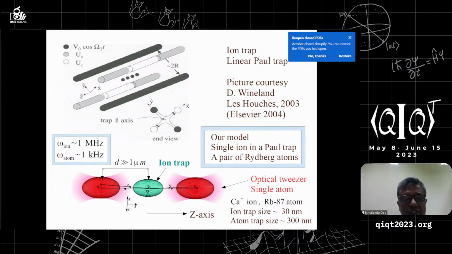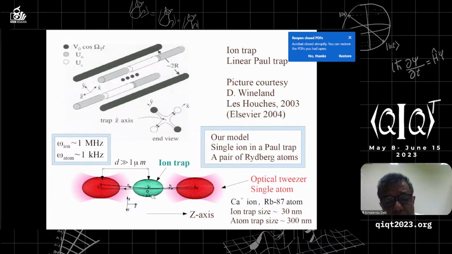Okay? So this is a pictorial depiction of our model. We have an ion at the trap center of the Paul trap, and then with an optical tweezer, we transport two atoms along the z-axis. So this is the geometry. This is an optical tweezer, and an optical tweezer can trap even a single atom. Mostly in optical tweezers, single atoms are captured in the tweezer potential.